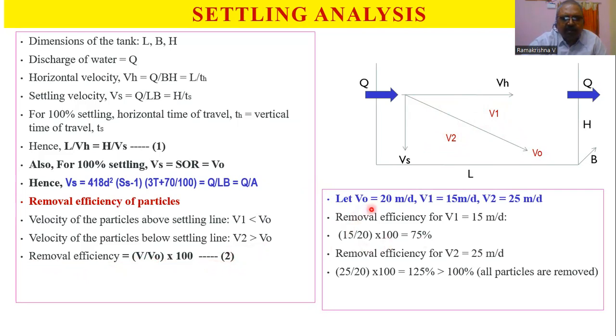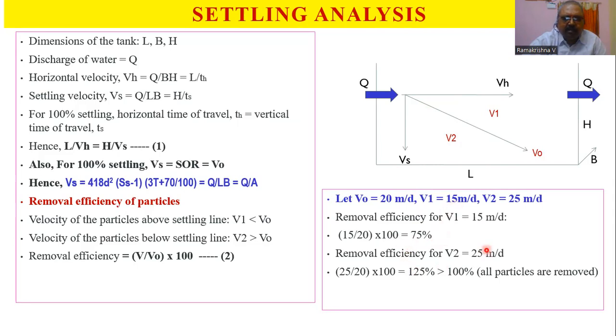For example, if I take SOR as 20 meters per day, V1 is equal to 15 meters per day, V2 is equal to 25 meters per day. That means these particles have a settling velocity of 15 meters per day, and these particles have a settling velocity of 25 meters per day. For the first one, the ratio of the settling velocities, V1 divided by V naught, is 15 by 20, so less than 100, so 75%. Only 75% of the particles are removed with this settling velocity.